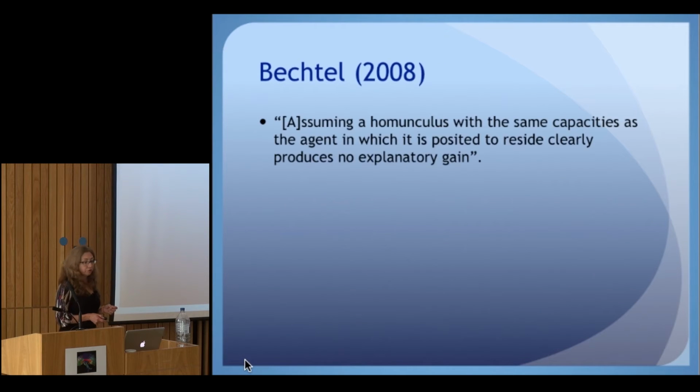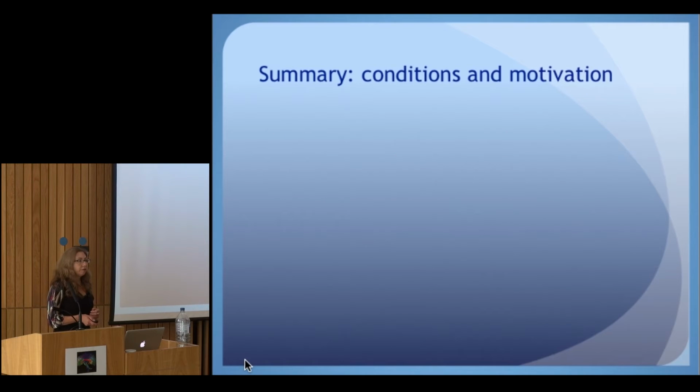This is, like I said, a kind of catechism. It's something you learn if you have any background in philosophy of mind. Bill Bechtel says, assuming a homunculus with the same capacities as the agent in which it is posited to reside clearly produces no explanatory gain. So you get the picture: there's a certain method of explanation that psychology has to follow, and it's motivated by certain epistemic fears.